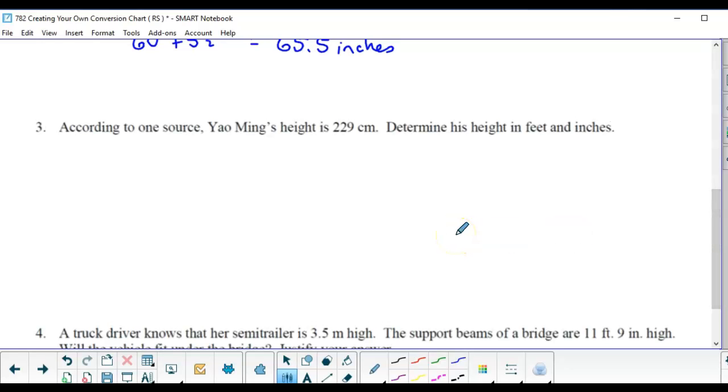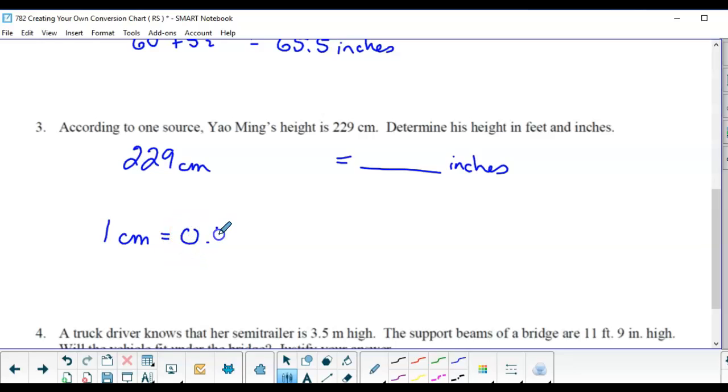Next one, Yao Ming's height is 229 centimeters. So Yao Ming was a really, super tall basketball player. So you may or may not have heard of him. Determine his height in feet and inches. So we want to convert that centimeters into inches. Okay. So look for 1 centimeter on your formula sheet. 1 centimeter equals 0.3937 inches. So 0.3937 inches per centimeter. So 229 times 0.3937 is 90.1573.